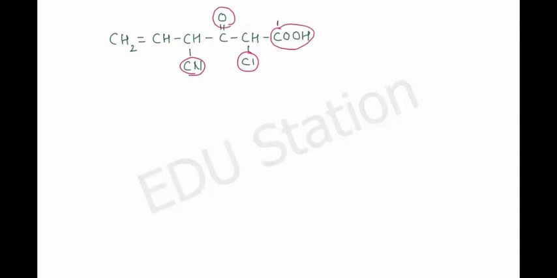1, 2, 3, 4, 5, 6. So you have hex-5-en-1-oic acid. Hex for 6 carbons, en for the double bond, there is a double bond here, oic acid for acid.